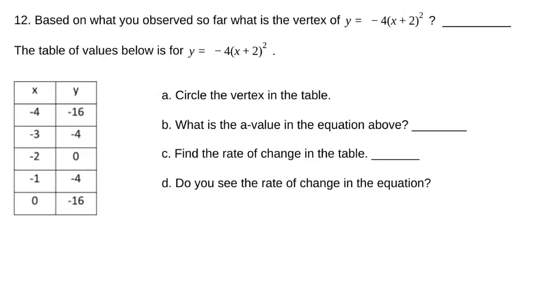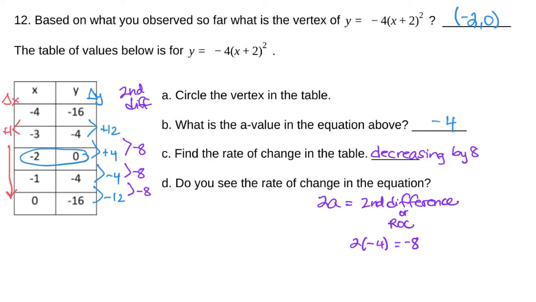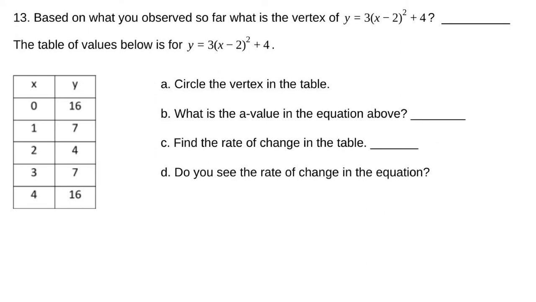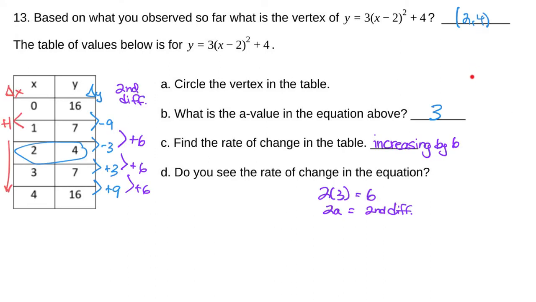For 12, 13, and 14, I want you to do these examples. So what's the vertex? Circle the vertex in the table and answer these questions. Hopefully you can see here that your values matched with mine. Complete 13. Again, check that your vertex matches here and in the table, and that you can see that the A value is double the second difference.